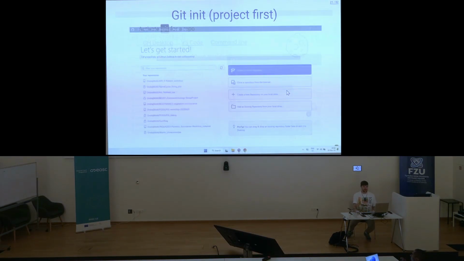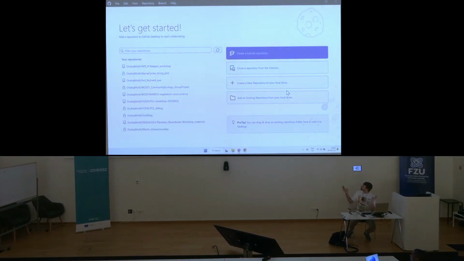So I will alt tab to GitHub Desktop. I open GitHub Desktop, and there are various things we can do. We can create a new repository on your local drive, which means I will create a folder for the specific project, or I can add an existing repository, right? You can see here some setup from previous things, but I will show you how to create a new repository on your local drive.